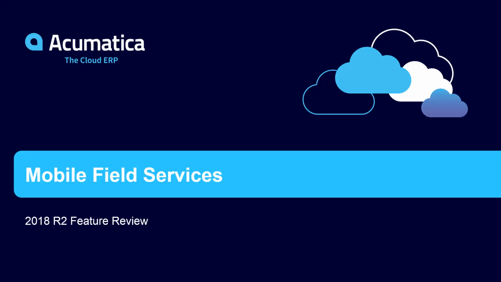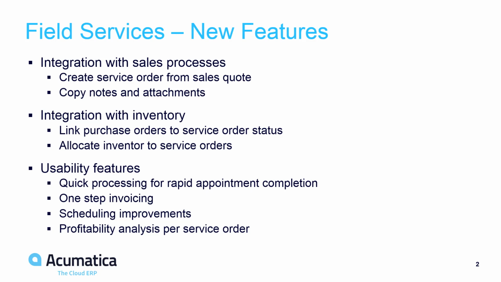Mobile Field Services. In 2018 R2, we tightened the integration between field services and other modules, including CRM, order management, inventory, and financials. These enhancements support seamless workflows between sales, services, warehouse, and accounting staff. We also added several usability features to reduce complexity and deliver information exactly when it was needed.